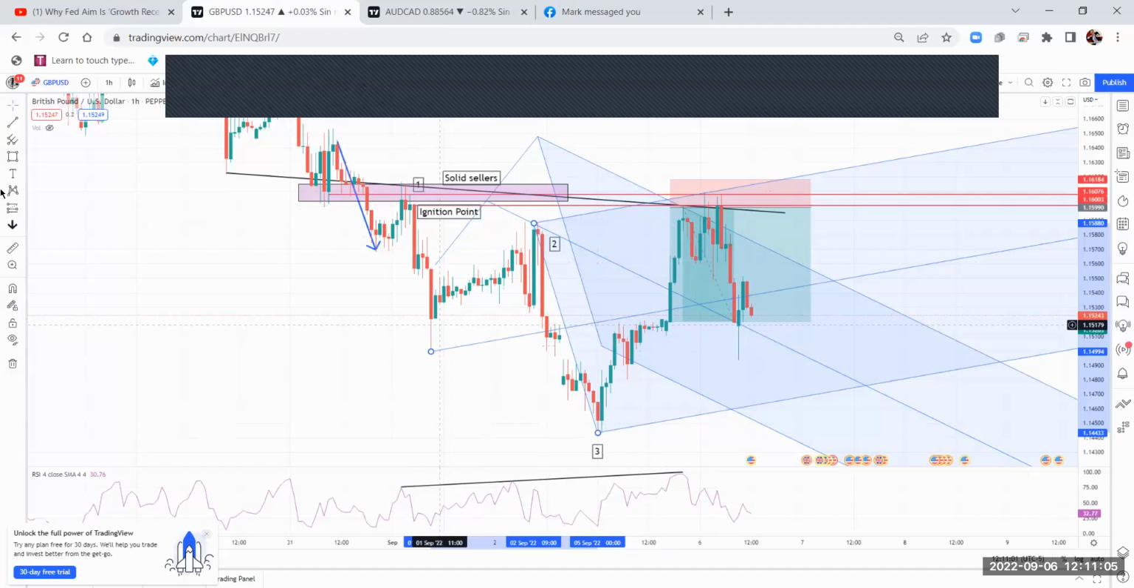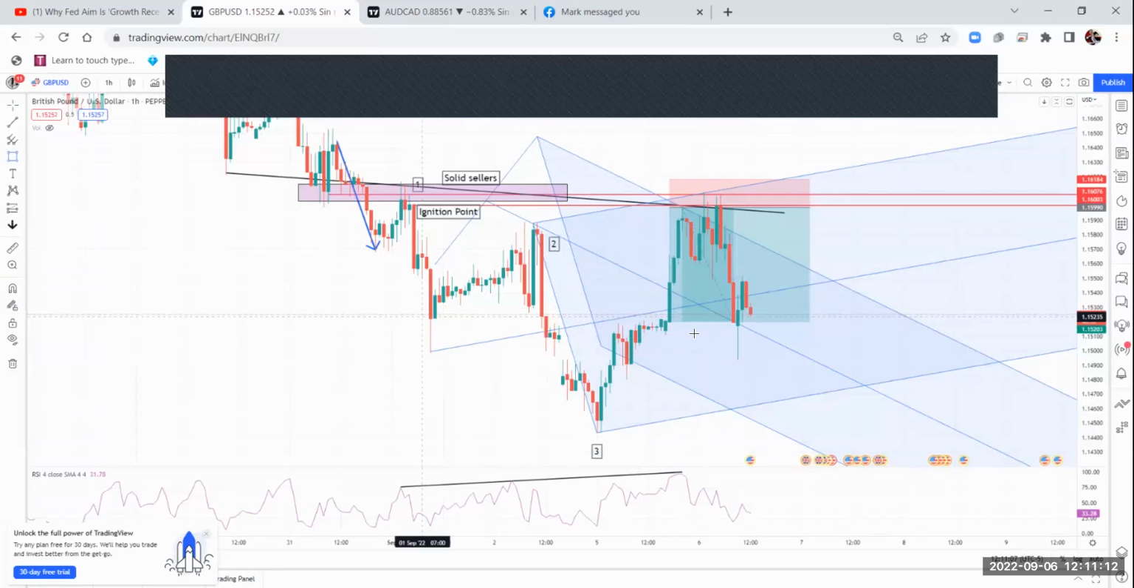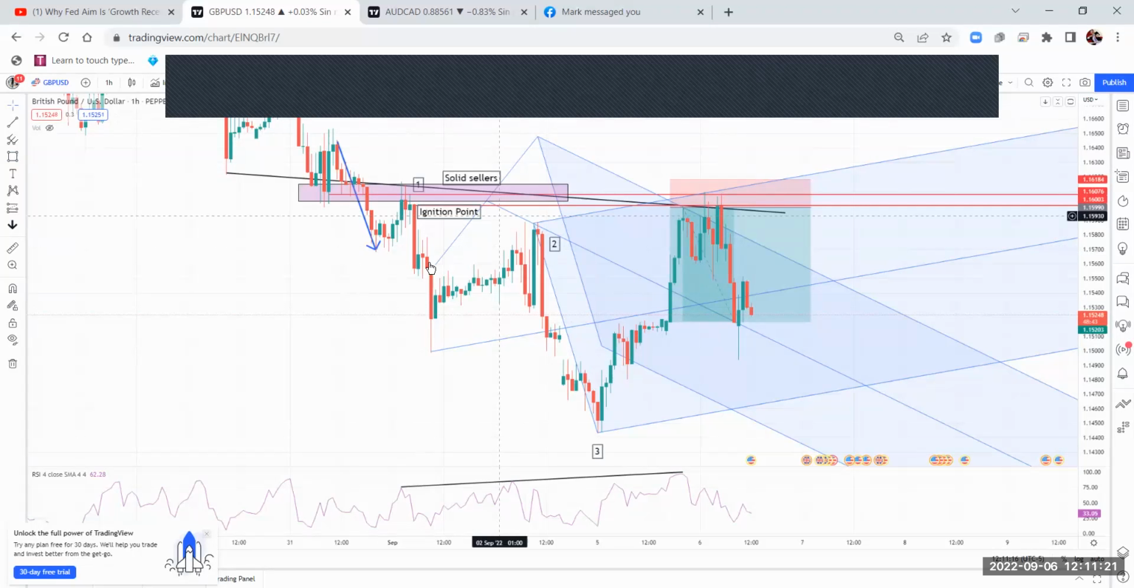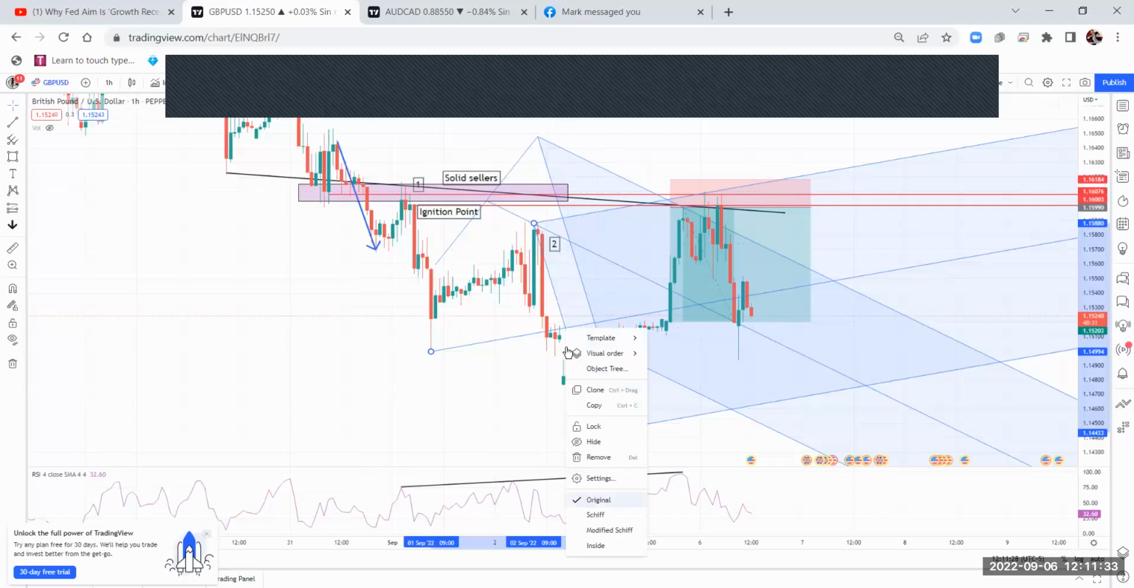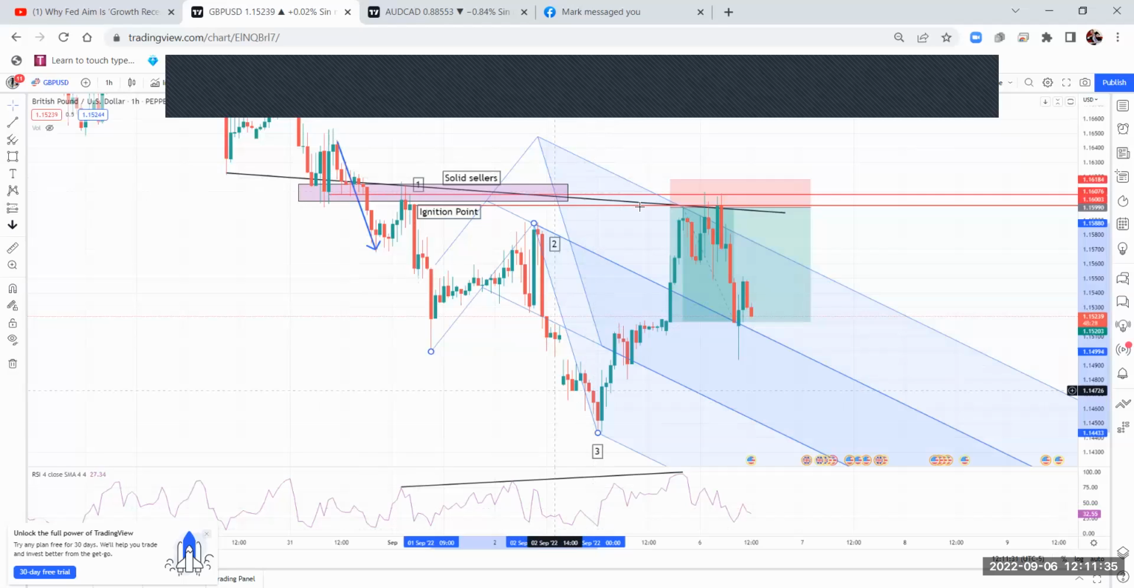So obviously, we saw price break through this level, right? But again, it's still a solid structure. So this was my next solid structure here. And I proceeded to draw a modified shift fork, which then I extrapolated to the upside.